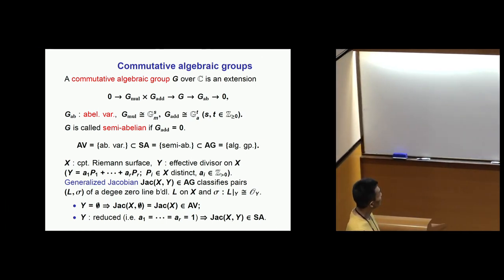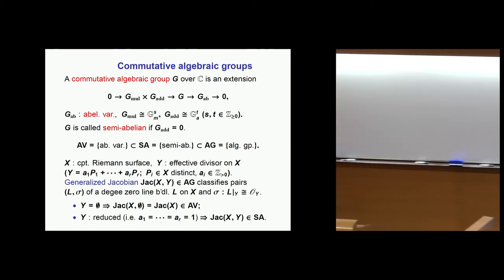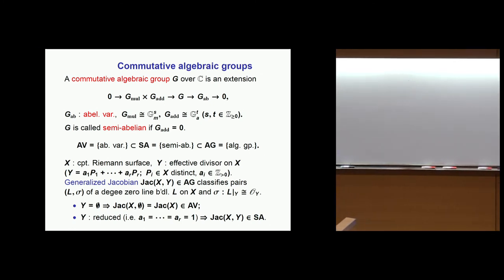If Y is empty, if the divisor is a zero divisor, then we do not need this trivialization, and therefore this just classifies degree zero line bundles. So this is the classical Jacobian variety. And in this case, this is an Abelian variety. There's no linear part.